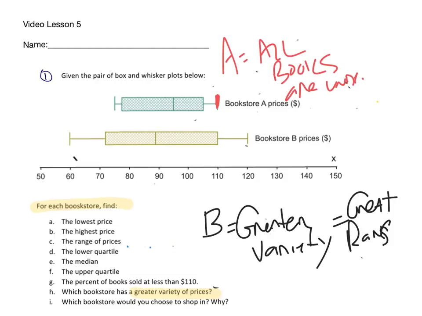$110, while bookstore B has a quarter of their books more than $110. So whichever bookstore that you choose, remember in statistics, you can make data say whatever you want them to say as long as you back up your response with a mathematical fact based on your diagram.